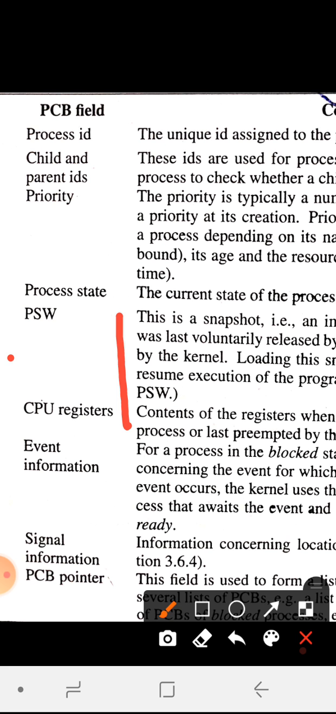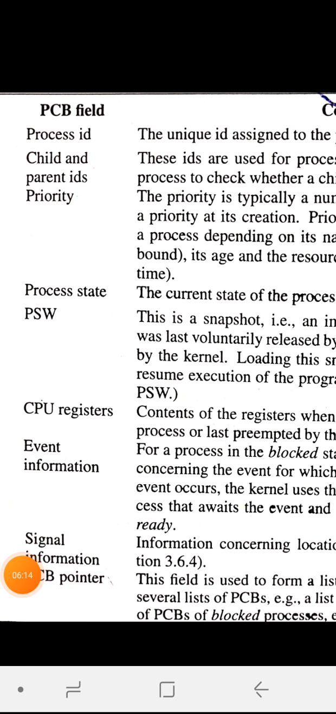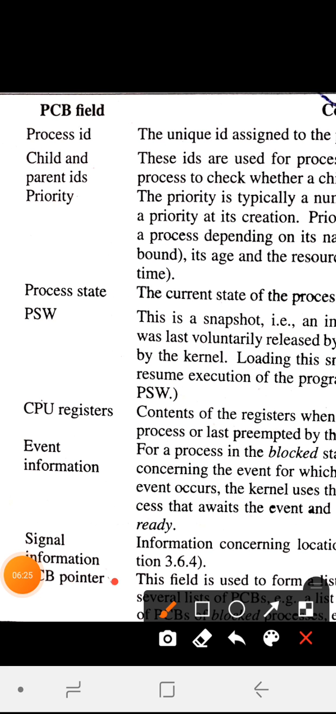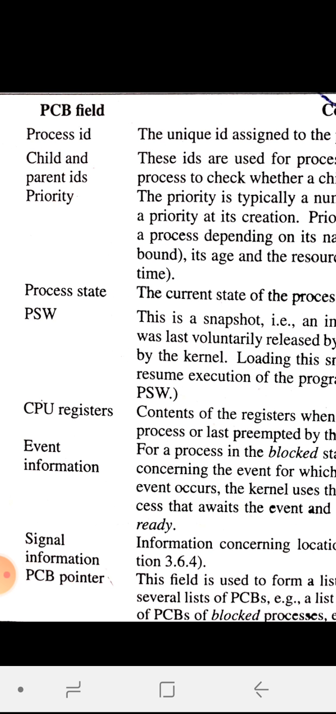Next we have signal information. This holds the information concerning the locations of signal handlers. Lastly we have the PCB pointer. This is a pointer pointing to a list of PCBs. That list may be the PCBs of ready processes or a list of PCBs of blocked processes. So these are the different PCB fields supported by an OS: process ID, child and parent IDs, priority, process state, PSW and CPU registers, event information, signal information and PCB pointer.